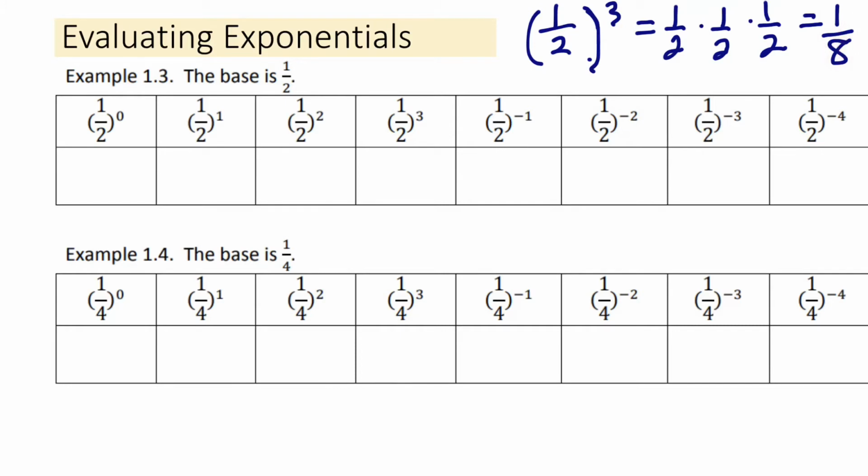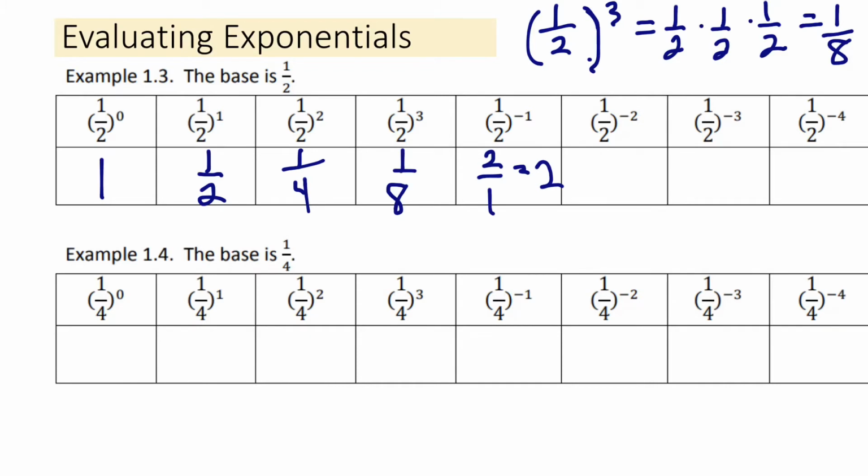All right, so let's look at this here. Anything raised to the 0 power is 1. 1/2 to the 1 power is still 1/2. 1/2 squared is 1 times 1 in the numerator, 2 times 2 in the denominator. 1/2 cubed, we said, was 1/8. 1/2 to the negative 1 means I'm going to take the reciprocal, so it'll be 2 over 1, which is 2.